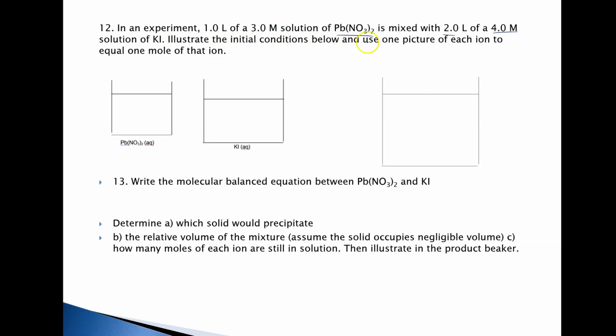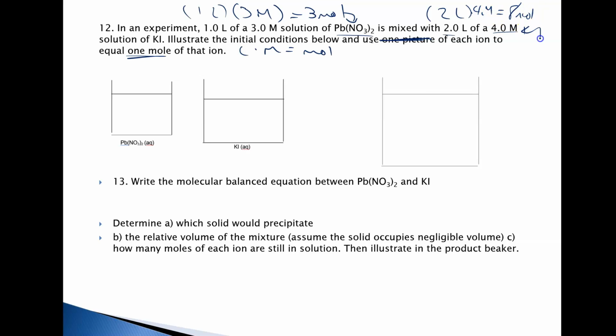Illustrate the initial conditions below and use one picture. I'm not going to use one picture. I'm just going to tell you how many there are to equal 1 mole of the ion. So to find moles, liters times molarity gives me moles. So if I do 1 liter times 3 molarity, that tells me I have 3 moles of this stuff. And if I do 2 liters times 4 molarity, I have 8 moles of KI.